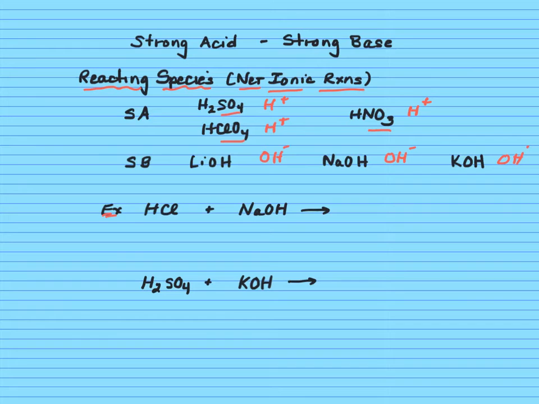So here's an example. I have HCl and NaOH. All I'm going to do is write the reacting species. Since HCl is a strong acid, I'm going to write H+, and then plus, since NaOH is a strong base, I'm just going to write OH-. And when I add those two things together, I make water.